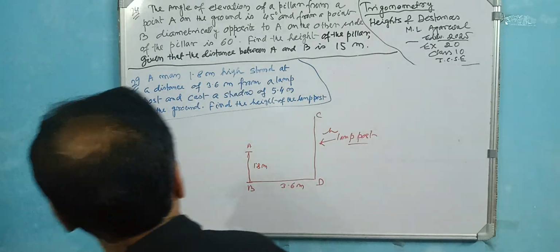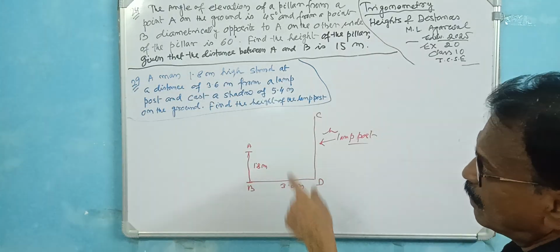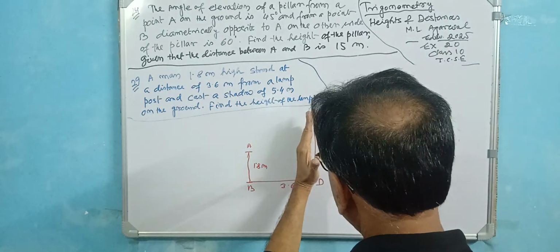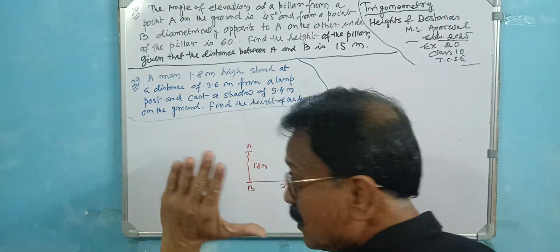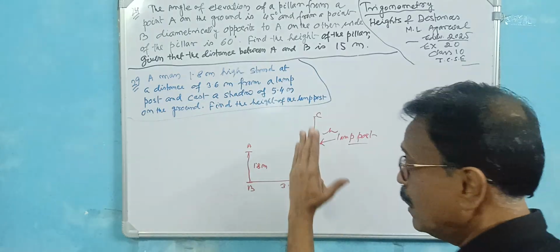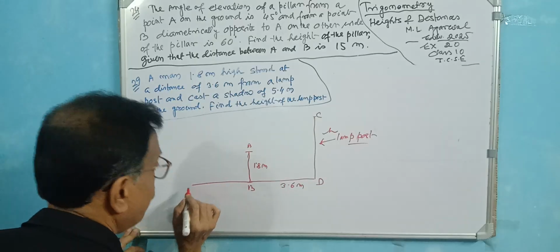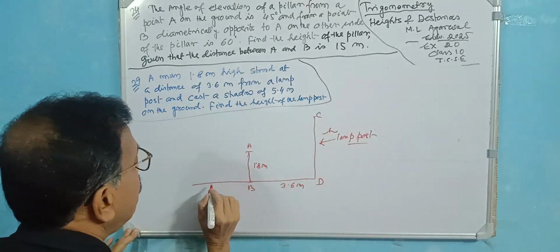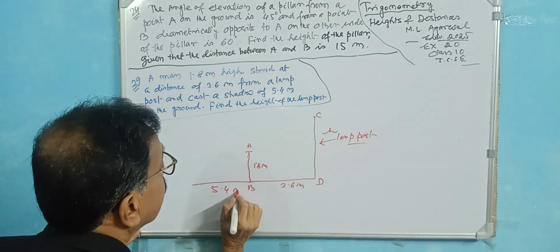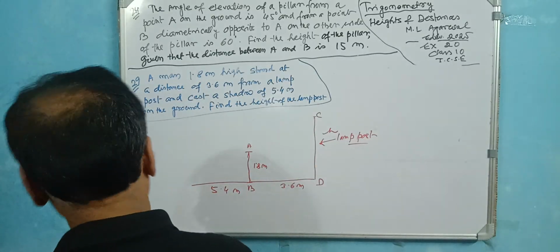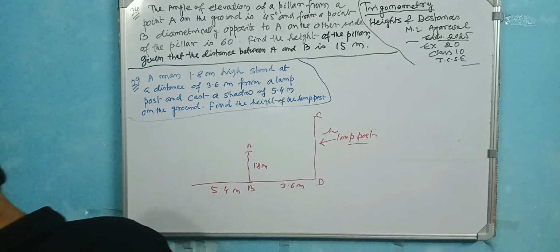Now, the man casts a shadow. So this is the lamp post, the light is coming from there. In case of physics, you know, this is the obstruction. The shadow is from here. Shadow 5.4. This is physics actually, the shadow formation. So this is E.